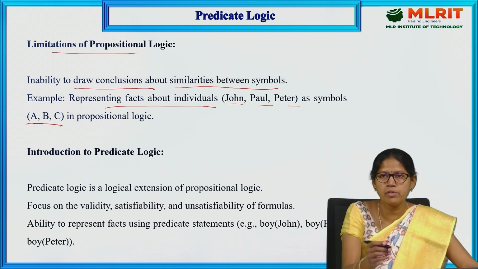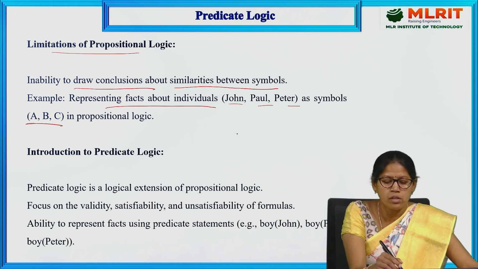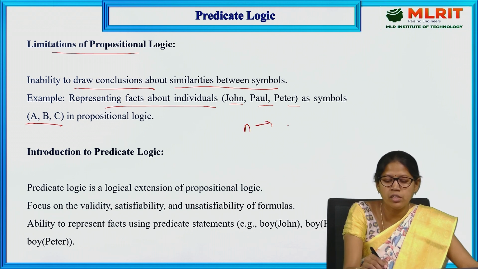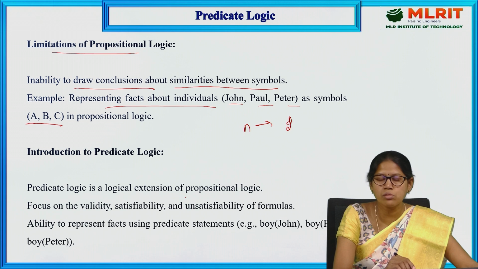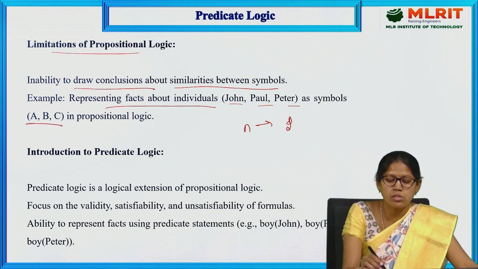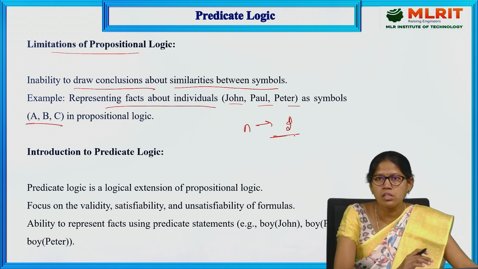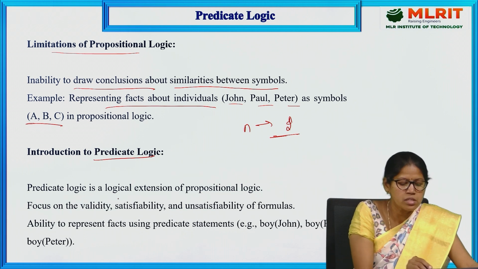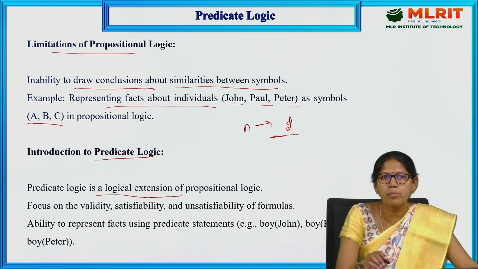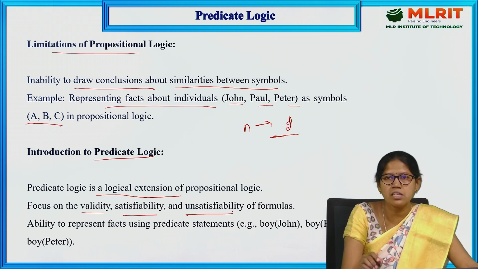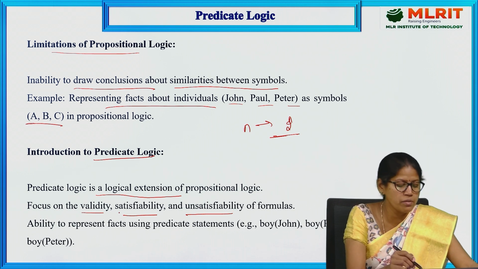Also, if you want to compute n atoms in an expression, you need to evaluate 2 to the power of n interpretations to know whether it is a tautology, a validity, or satisfiable. So this is a larger truth table we need to compute. That's why predicate logic came, the logical extension of propositional logic. Mainly it focuses on validity, satisfiability and unsatisfiability. We'll see the definitions later.